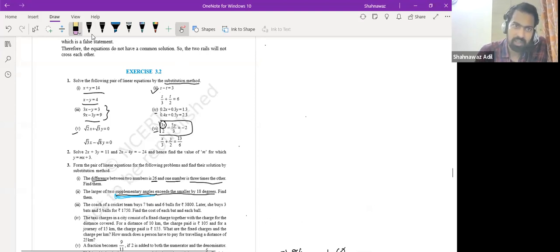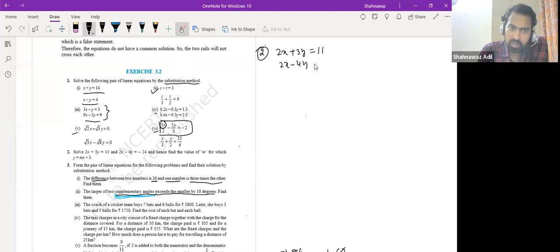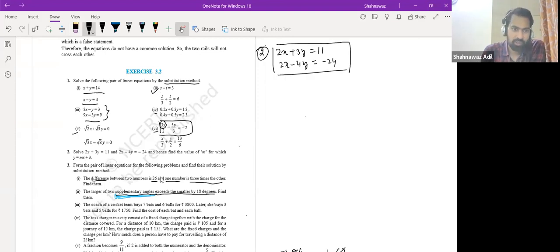Now let us understand the second problem. It is saying to solve 2x plus 3y equal to 11 and 2x minus 4y equal to minus 20. So these are the two equations. The first part is that we have to solve these two equations. Up until now we know only one method, that is the substitution method. So let us try to solve this by substitution.